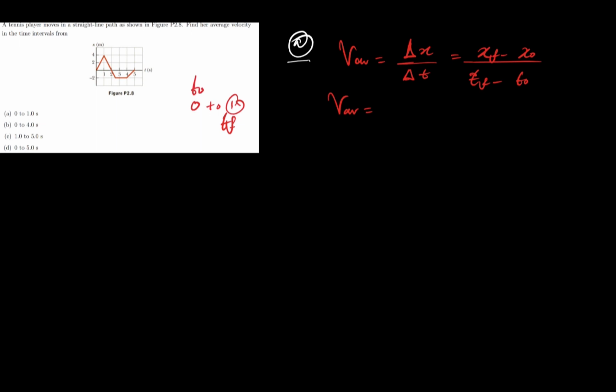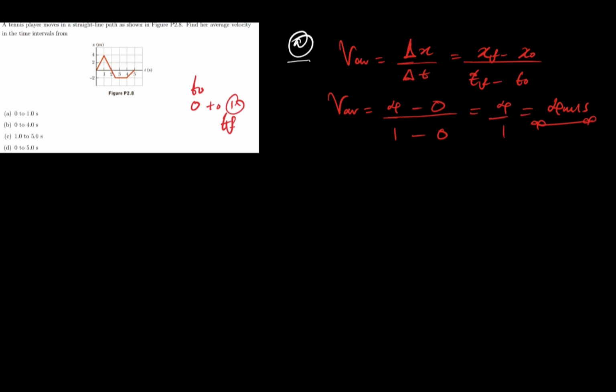For me to know the position final, all I have to do is to stand at time final and either look on top or at the bottom and see the position value. If I stand at 1 and look on top, I see my position value to be 4. So my final position is 4 minus the initial position. If I stand at 0, there is no position there, so the position there literally is 0. And then this will be over time final, which is 1, minus time initial, which is 0. So you have 4 over 1, giving you 4 meters per second.